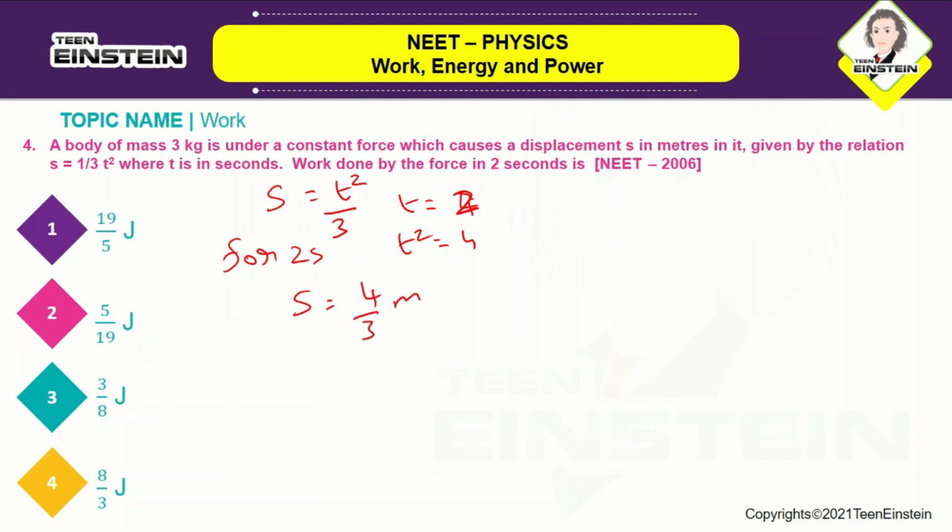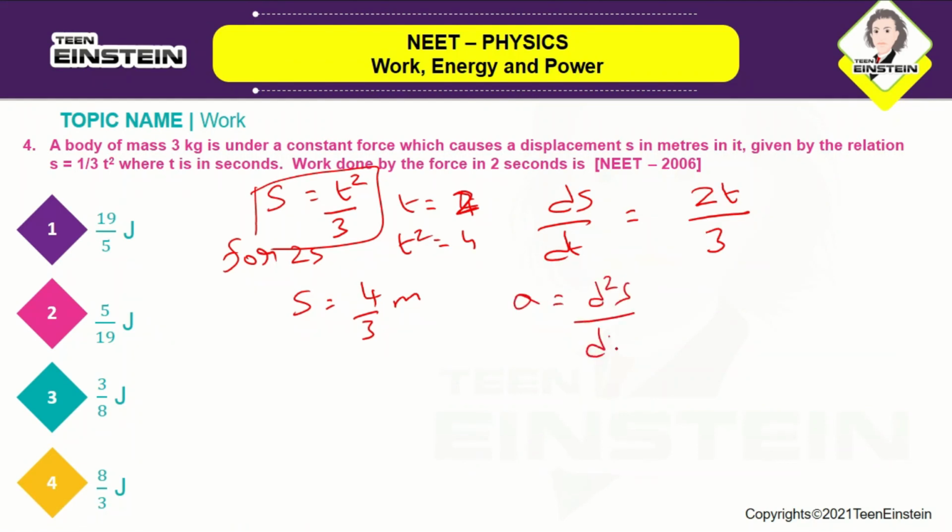Now they want us to find the work done. So you have to note down the change in displacement with respect to time. So ds by dt is equal to, differentiating S is equal to t square by 3, you will get 2t by 3. And you know that A is d square s by dt square.